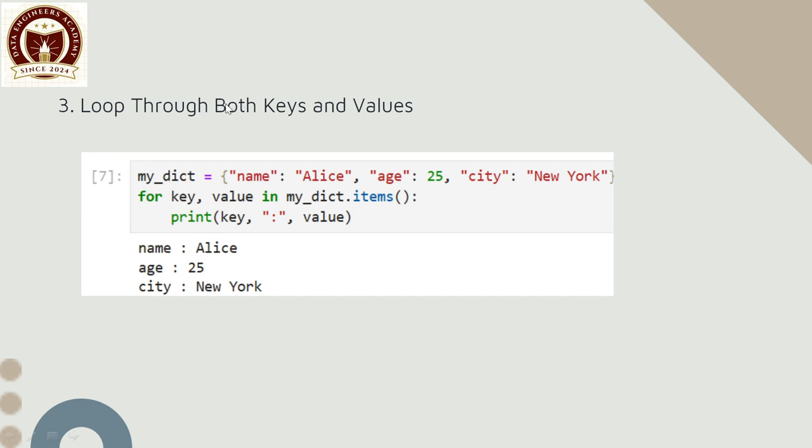We can loop through both keys and values. Here we write the for loop: for key, value in dictionary.items(). Items is nothing but the key and value together, called an item. So we will get the output like this.